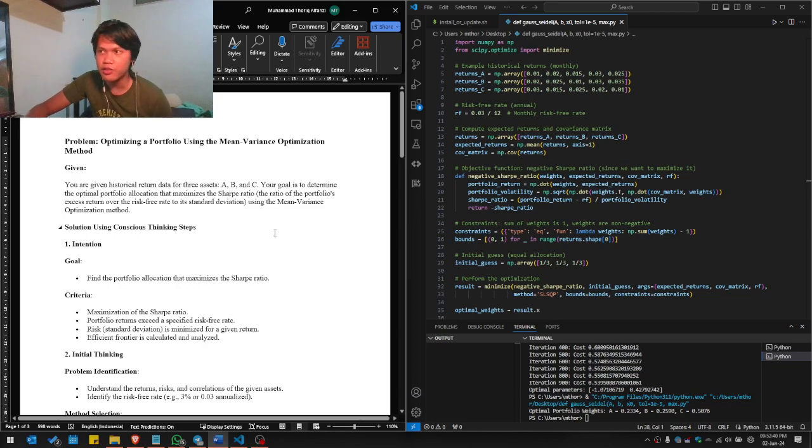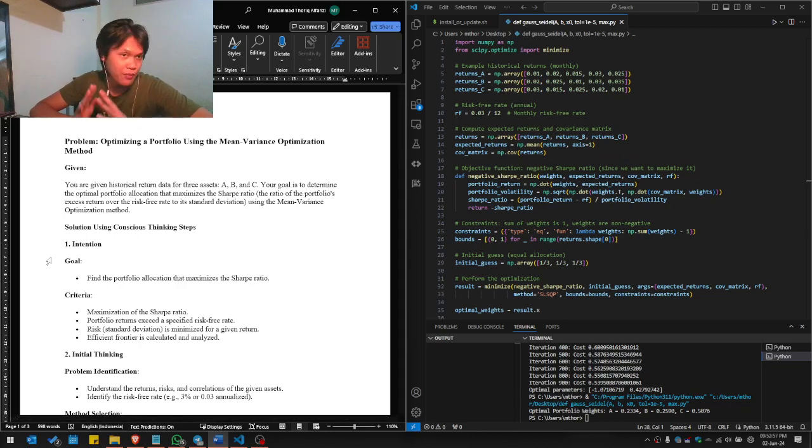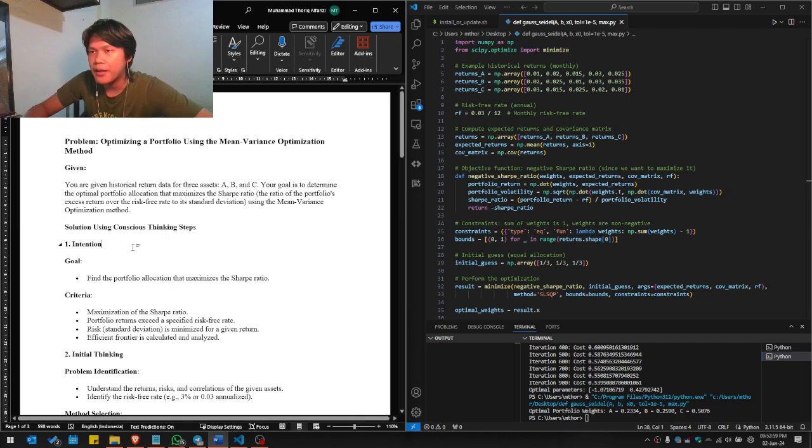And what is the Sharpe ratio? That is the ratio of the portfolio's excess returns over the risk-free rate to its standard deviation, using the mean variance optimization method. Okay, so let's solve this using the conscious thinking or the DAI5 method. And so the first one is intention.